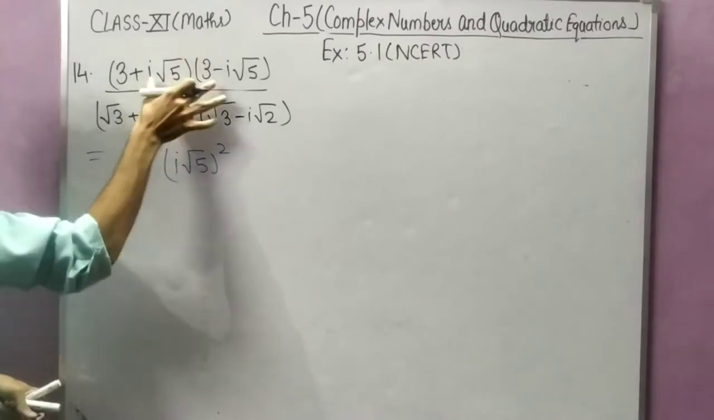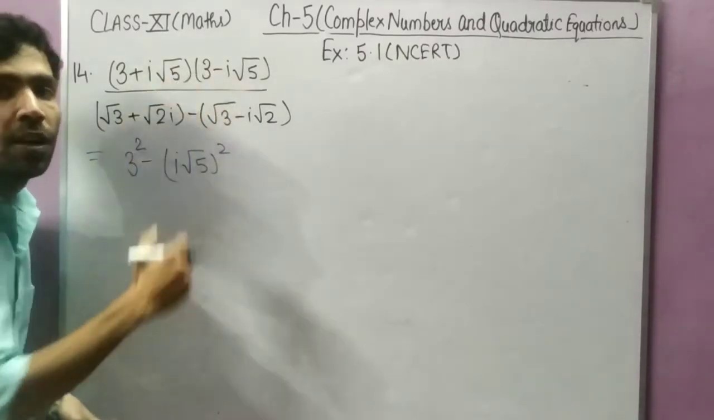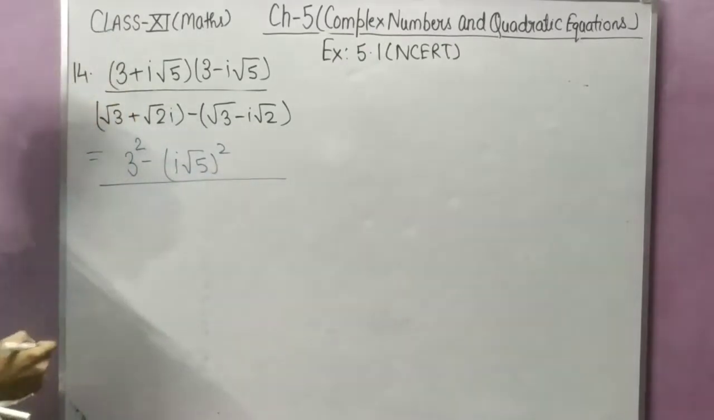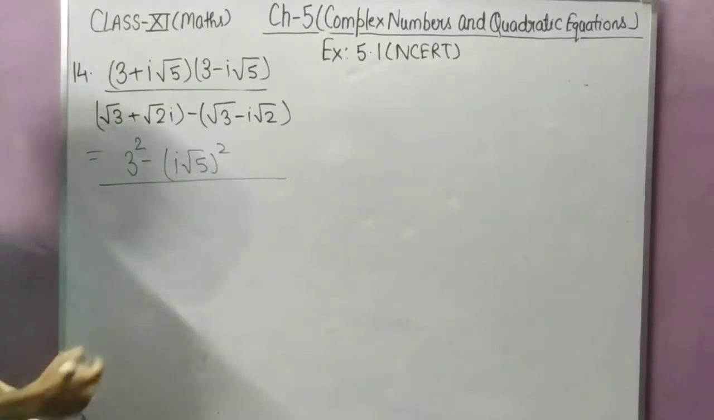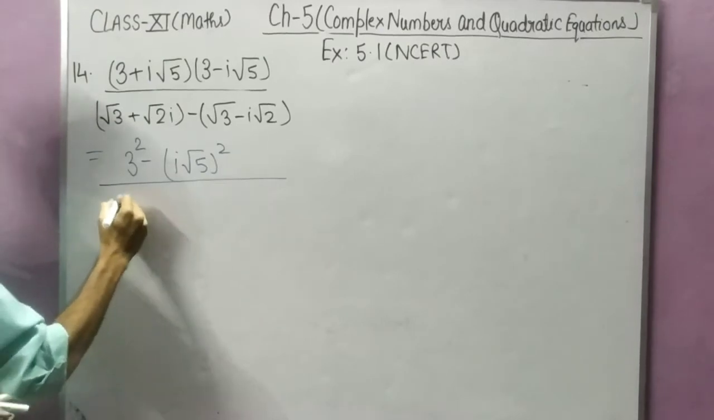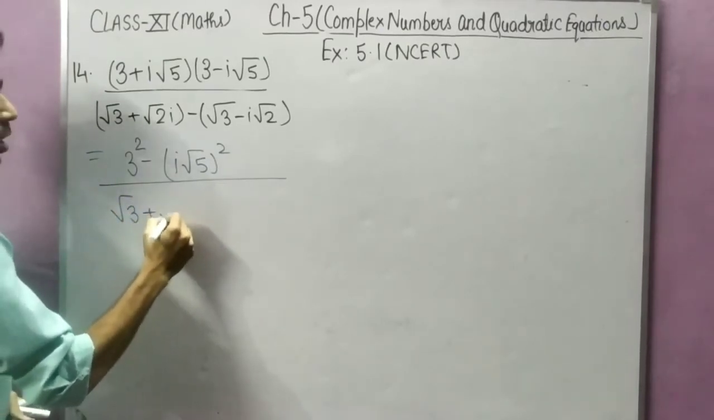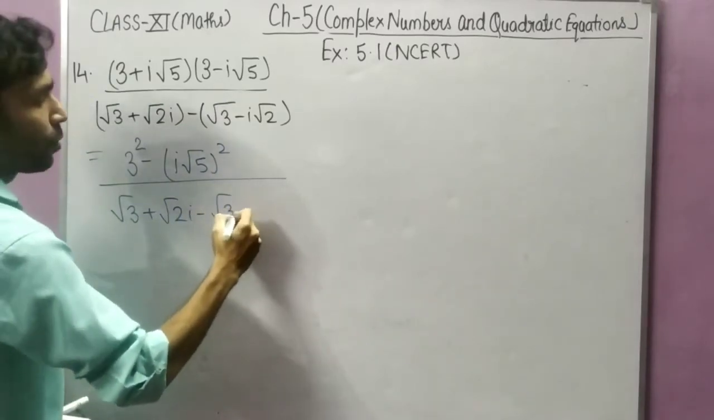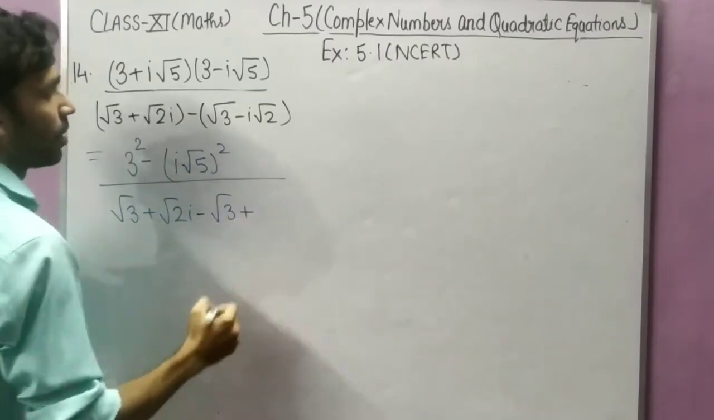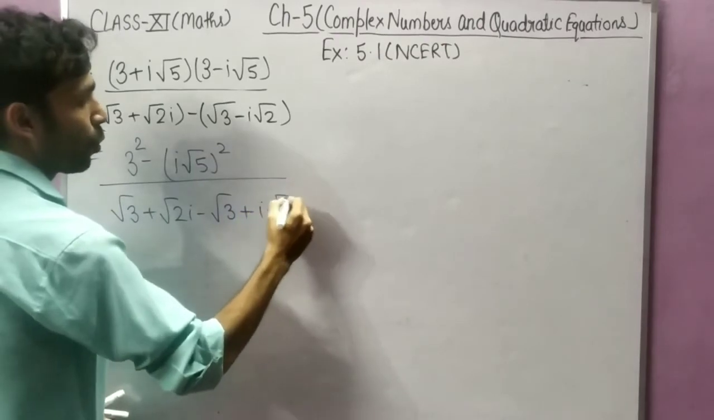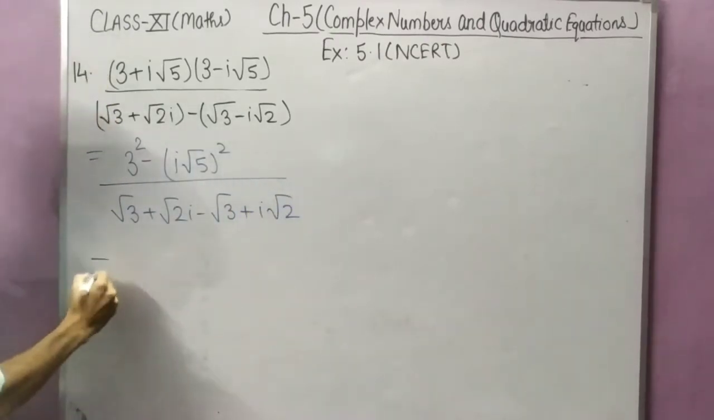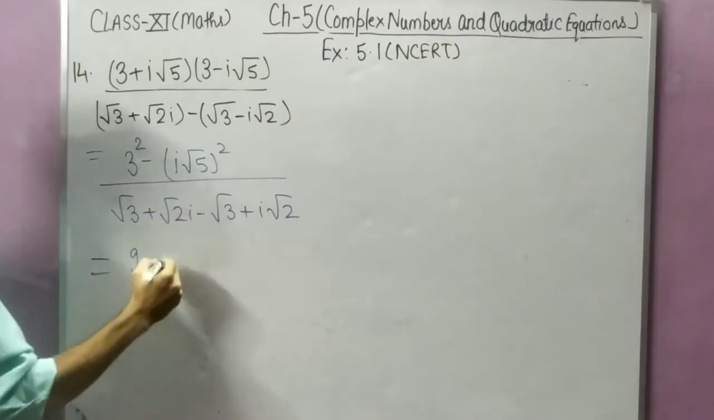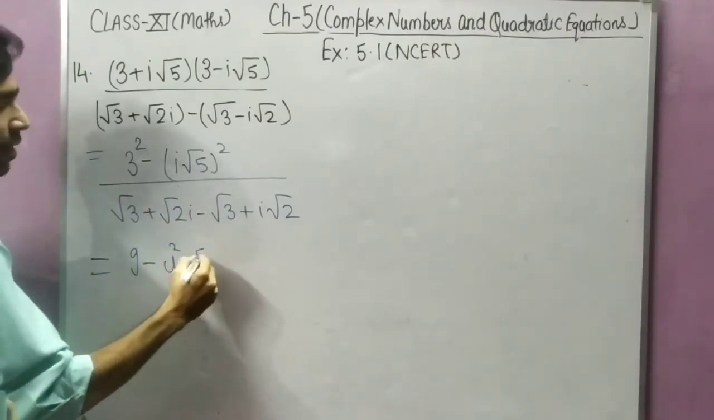Okay, because this expression forms the formula of a square minus b square. Now in the denominator part we can simply apply the BODMAS. So see, root 3 plus root 2i. Now open the bracket, so it will come minus root 3 and plus i root 2.